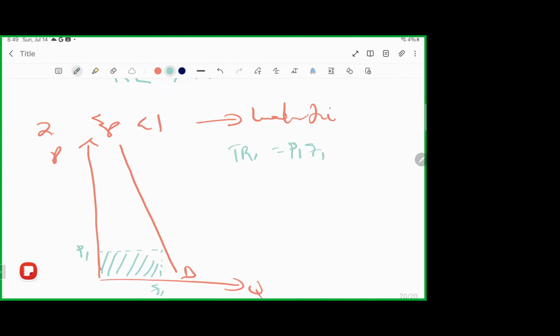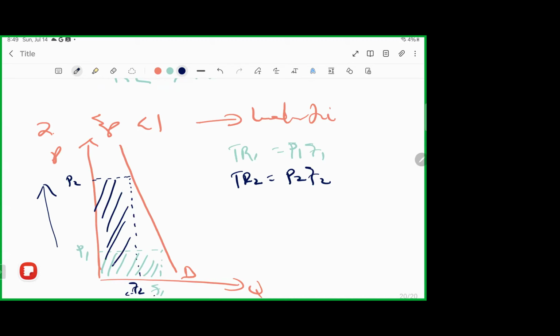Now he has decided to increase the price to P2. So what will happen to quantity? Quantity will fall to Q2. You see, price has increased, quantity has fallen. So total revenue two would be the new price times quantity, which would now be this side. So this side is the total revenue two, and this side is the total revenue one.